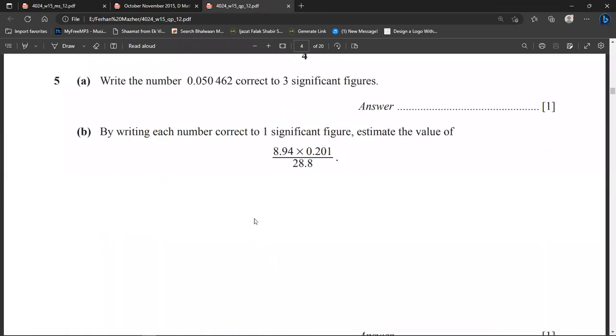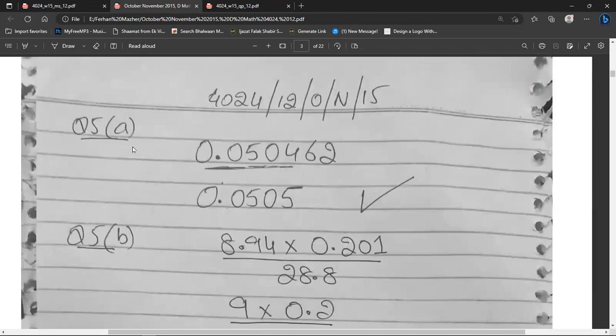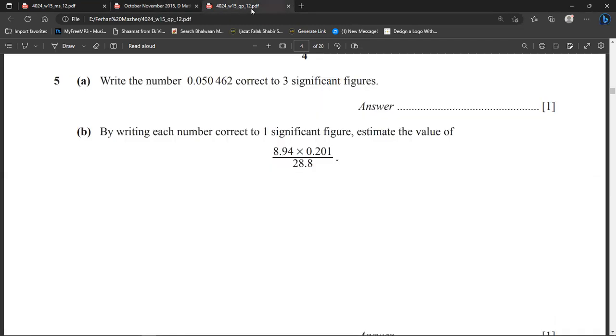Question number 5. He says write the number 0.050462 correct to 3 significant figures. So this is not significant, this is not significant, this 5 is significant, 0 is significant, this 4 is significant. After the 4 we have 6, so this 4 will become 5. So when you write it in 3 significant figures, it will become 0.0505. 0.0505 is the right answer. This is how you do it.